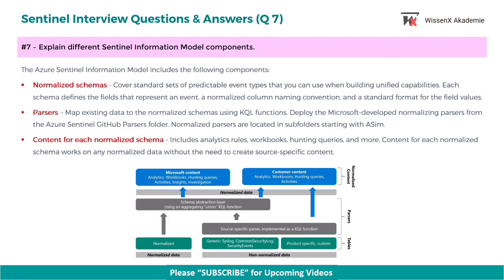Deploy the Microsoft-developed normalizing parsers from the Azure Sentinel GitHub parsers folder. Normalized parsers are located in subfolders starting with ASim. Last one is content for each normalized schema that includes analytics rules, workbooks, hunting queries, and more. Content for each normalized schema works on any normalized data, without the need to create source-specific content.